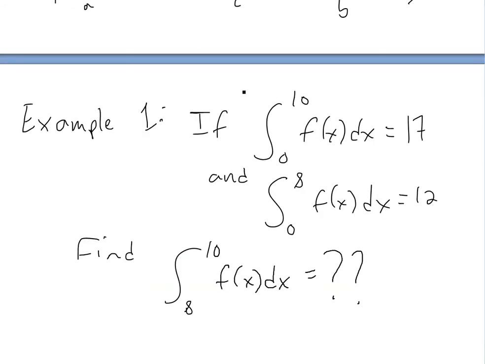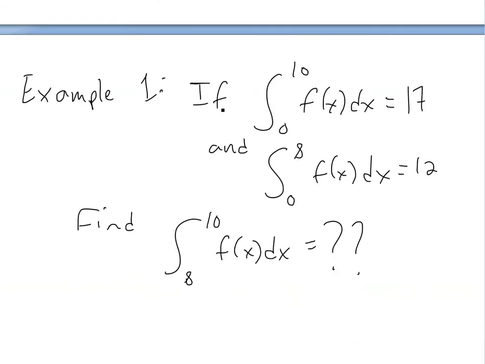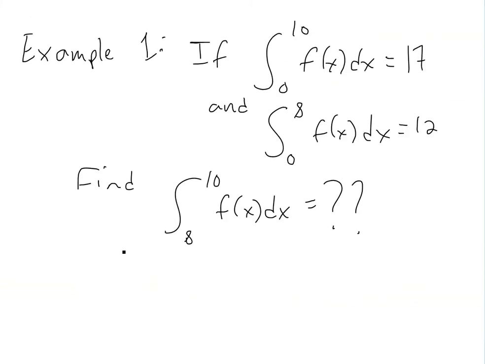Now to illustrate the above property, we'll do this example. You're given that the integral from 0 to 10 of f(x) dx is 17, and from 0 to 8 it is 12. So what's 8 to 10? You can just write it down because it is within this interval, exactly like the above property.